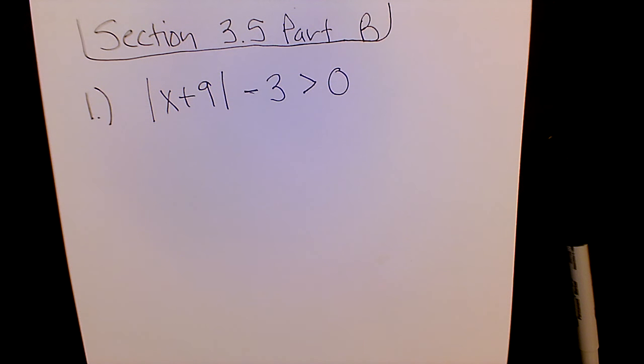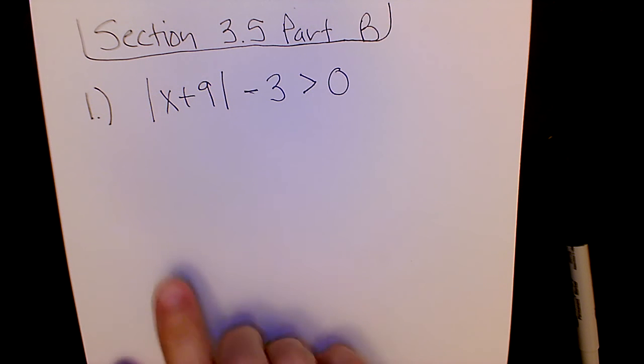Okay, this is section 3.5, part B. For those of you that are having trouble with the absolute value and the greater than, less than, and or. I went through and looked at the homework problems on Hawks, and I just picked a couple out to do, and hopefully this will help.